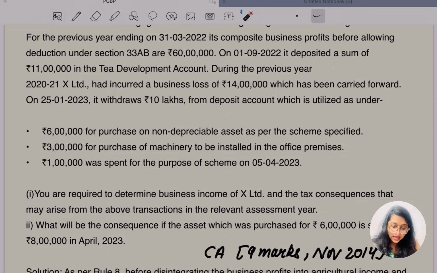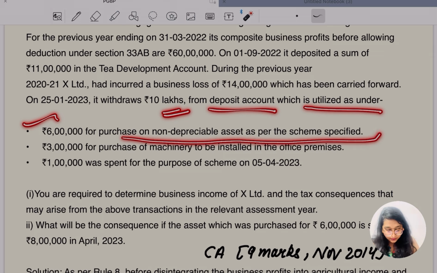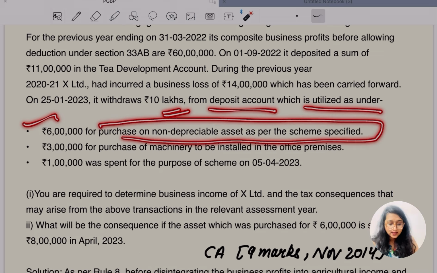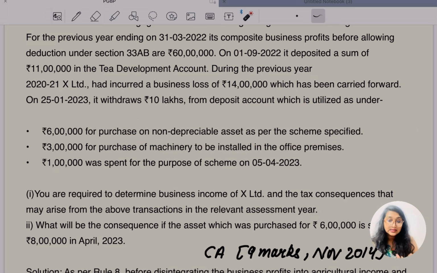कुछ होगा, हाँ जी होगा, क्यों नहीं होगा, ठीक है. And which has been carried forward. And the other point says it withdrew on 25/4/2023, it withdrew 10 lakh from the deposit which was utilized as 6 lakh for the purpose of non depreciable asset. Are we going to add back this part, ना जी ना, ठीक है. As they are saying three things, we so far have read three things, ठीक है. 60 lakh was the business income, ठीक है. We know either 40% of this business income will be taken as the deduction under section 33AB or the amount which is deposited in the deposit account, ठीक है.